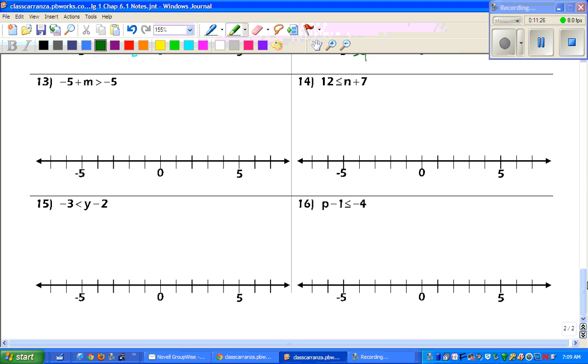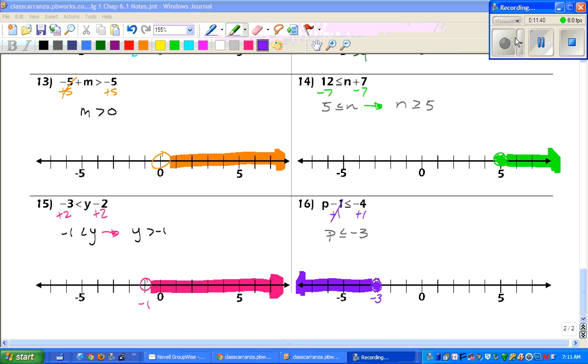All right, guys, 13 through 16 are all you. Go ahead and pause the video, do the rest of the problems, and always make sure that the variable is first. Okay? Good luck. All right, and there are your answers. Always make sure that when you're rewriting some of these that you put the variable first. There were 2 that we had to switch. And always pay attention to when it's open versus when it's closed.